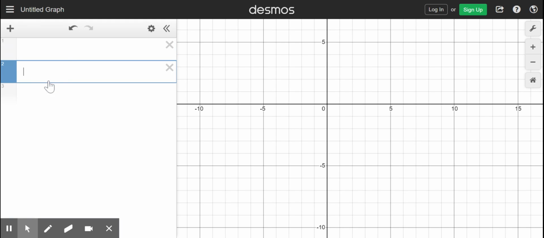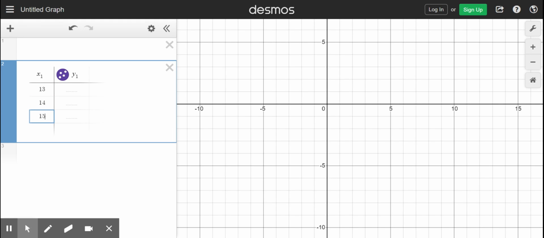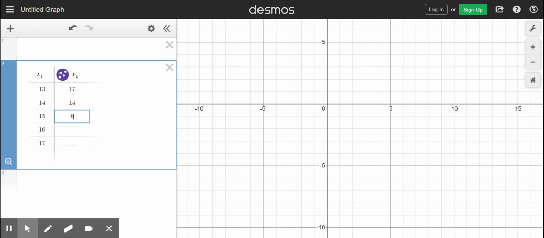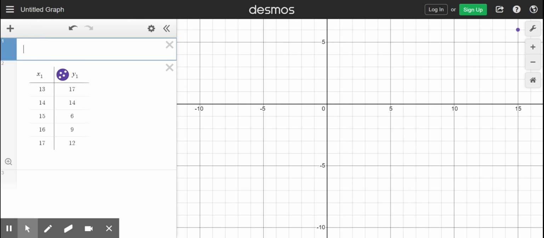All right, so I'm right here at Desmos, and so I'm going to input a table. I'm going to go ahead and put the data in for the table. Then I'll put the Y values in. Up here, remember, these are X1 and Y1, so I get to label these X1 and Y1.